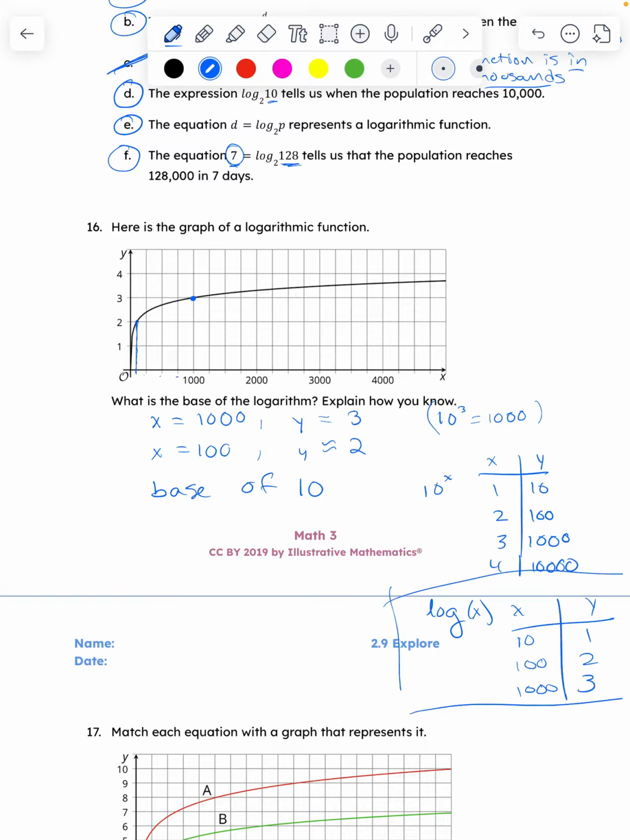So if I explain how I know, I would say that my y values are exponents. I would take 10 to those to get my x values. So in exponential functions, my x-axis has my exponents. In logarithmic functions, my x-axis has my outputs. They're flipped.